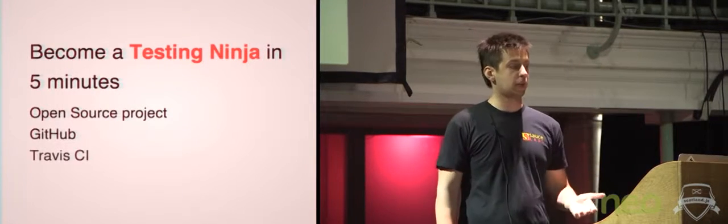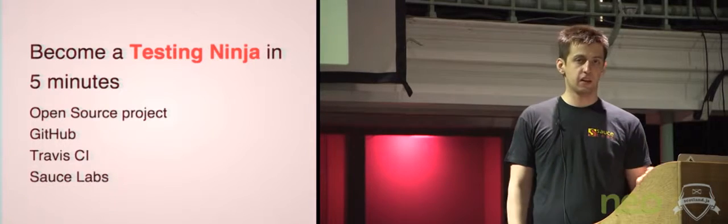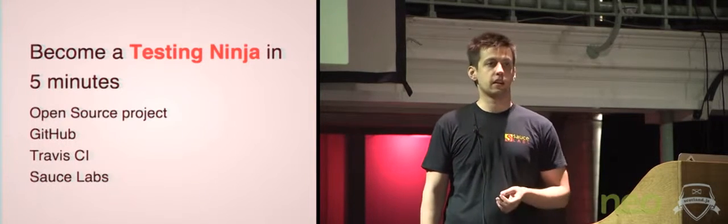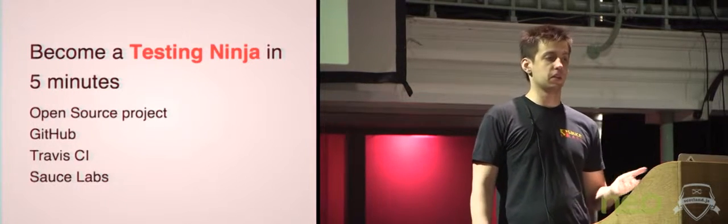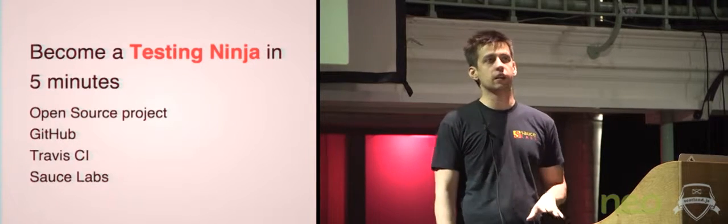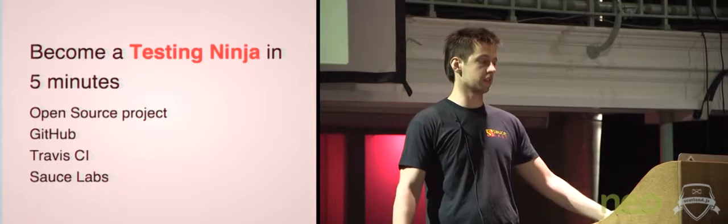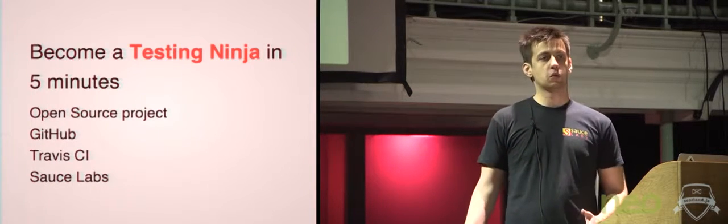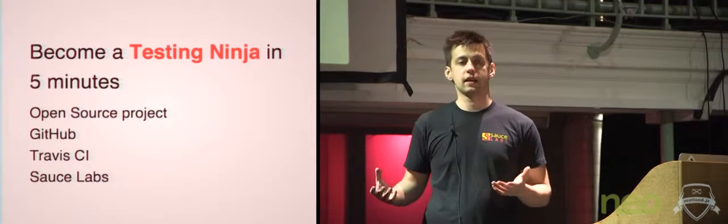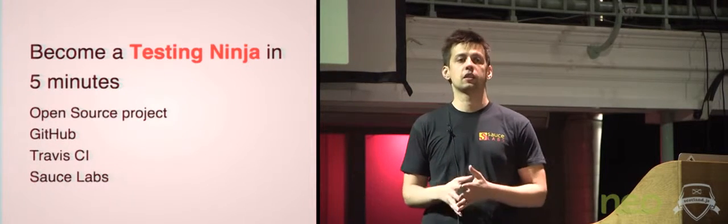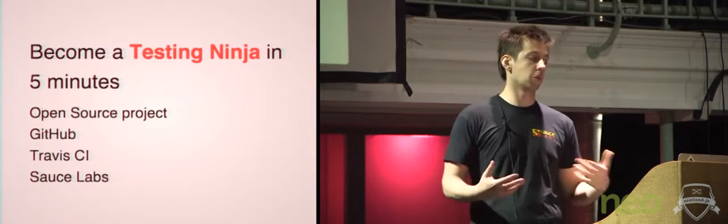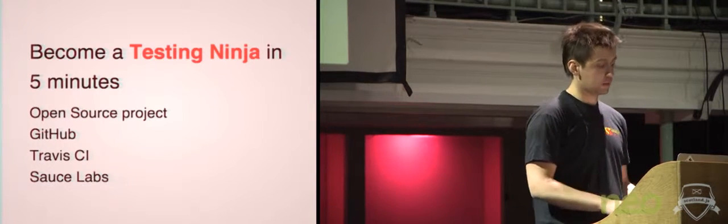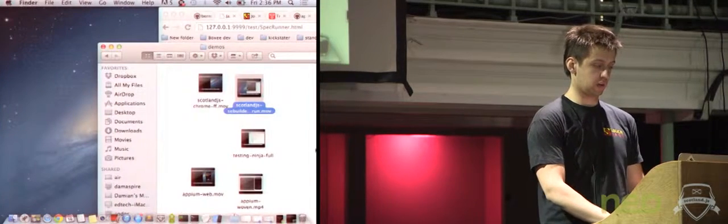Okay, what if you want to become a testing ninja in 5 minutes? Well, actually, nowadays you can do that. Let's say you've got an open source project that is hosted on GitHub, and GitHub is well integrated with Travis CI. Travis CI is basically a continuous integration for open source. But what if you want to, for example, run Jasmine tests that are executed in the browser, and you want to check if your tests will work in various browsers? You can use the Sauce Labs service because it is also free for open source projects. So let me show you a quick demo of that.